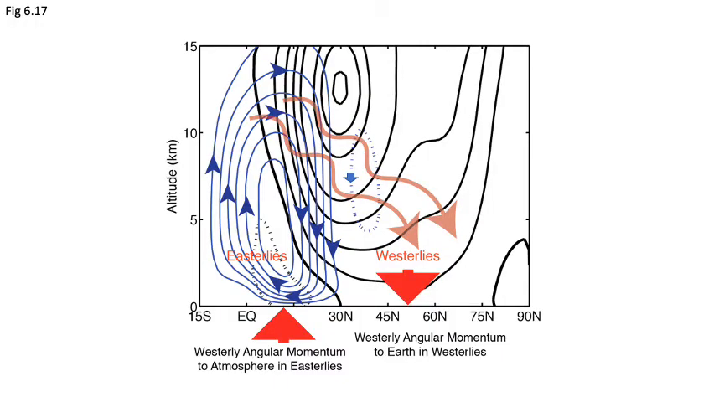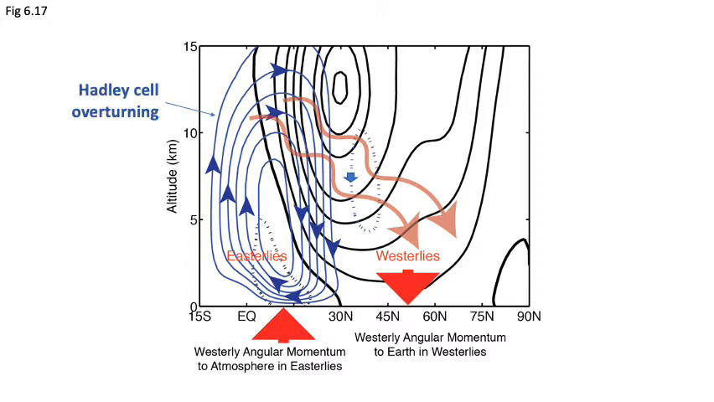Okay, so we can put these now together, and this is a really nice schematic, actually, that I think is really helpful to understand the global view of both the Hadley overturning circulation and the westerly jet stream on our planet. We're going to walk through this and talk about a bunch of different things in the schematic. So the x-axis here is latitude, and the y-axis is just altitude. This is actually a bit of a cartoon, but it's a really nice one.